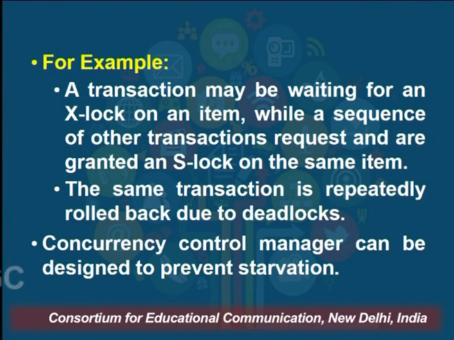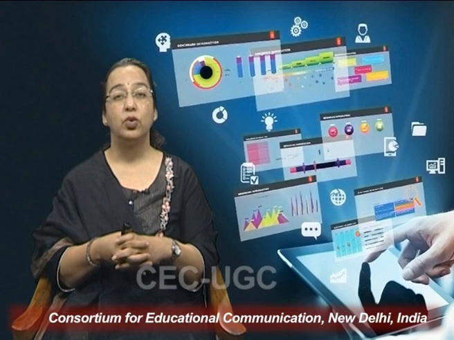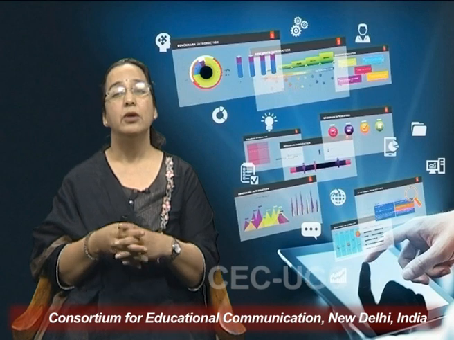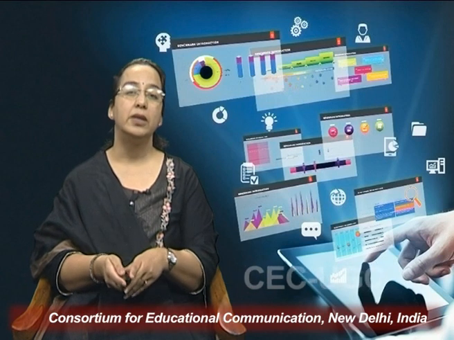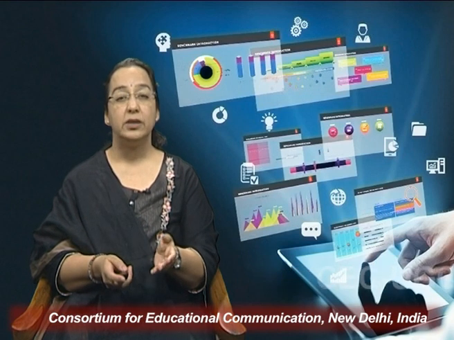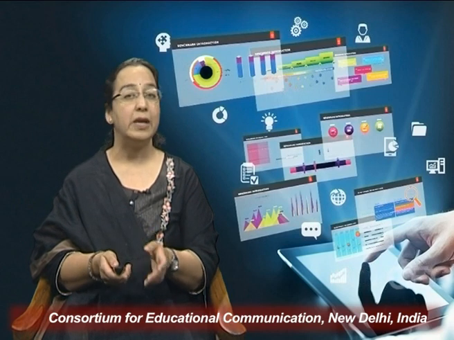So, for a particular item, one transaction is waiting because it requires an X lock, while other transactions are continuously requesting and being granted, and there is a long queue for that item in S lock mode. The same transaction is repeatedly rolled back because it is stuck in deadlock. So, that particular transaction looking for an X lock is in a starvation situation. What is important here is that the concurrency control manager should be designed in such a way that these deadlock situations can be handled properly in order to prevent starvation.